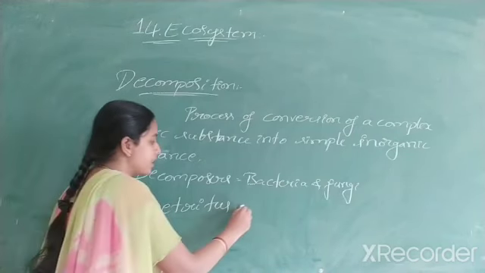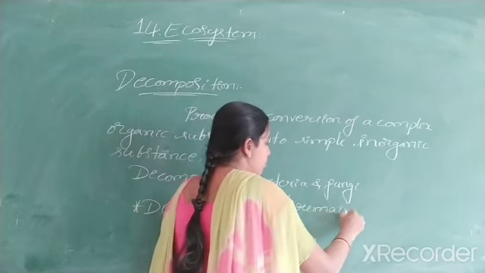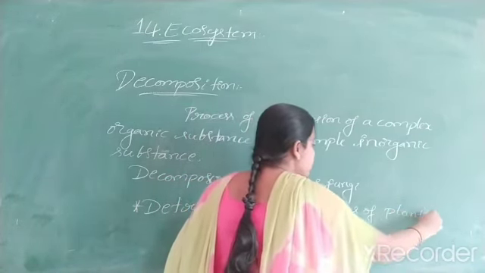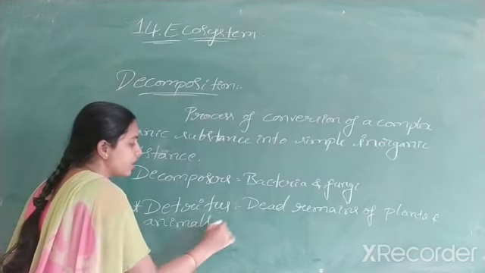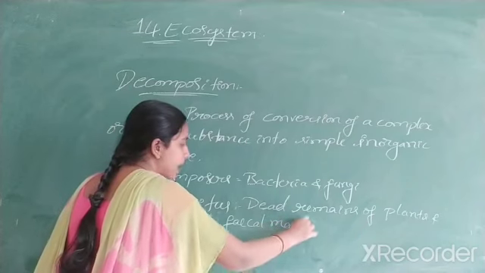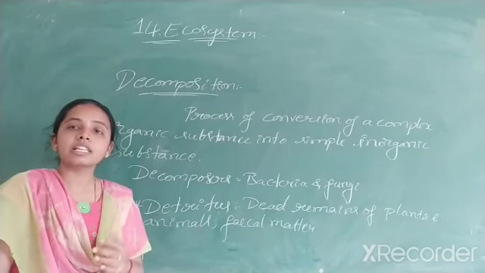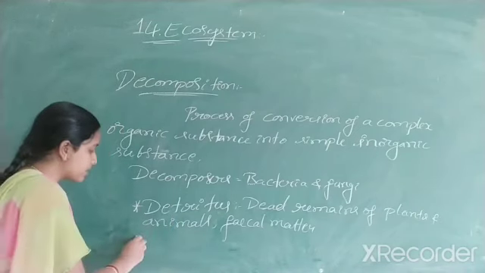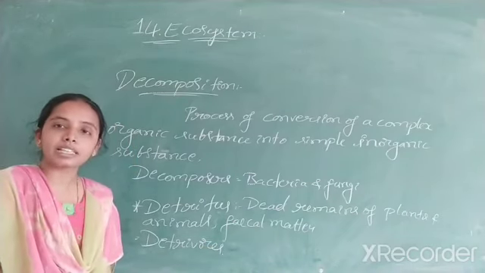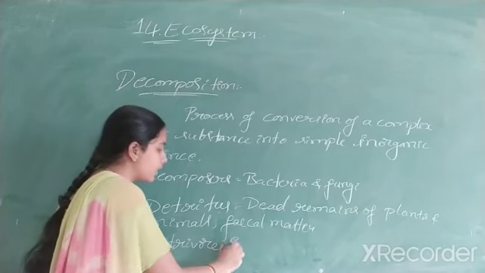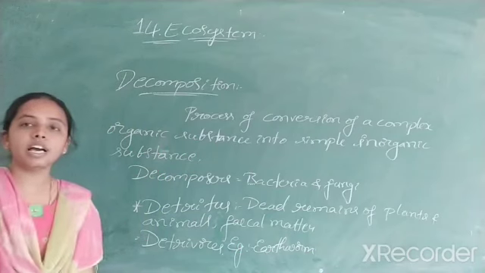In a one mark question, they say: dead remains of plants and animals are called detritus. Even fecal matter is involved, as it is an excretory product. The animals which depend on detritus are called detritivores. An example of detritivores is the earthworm.